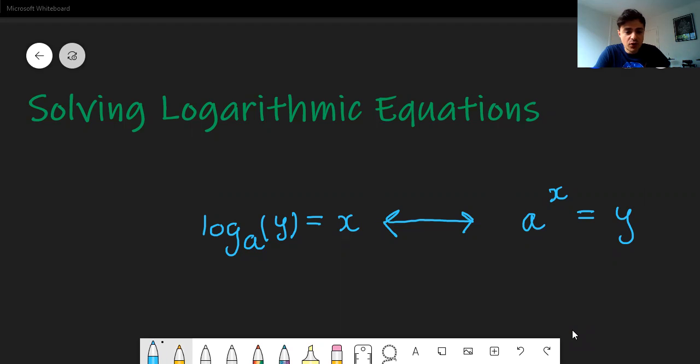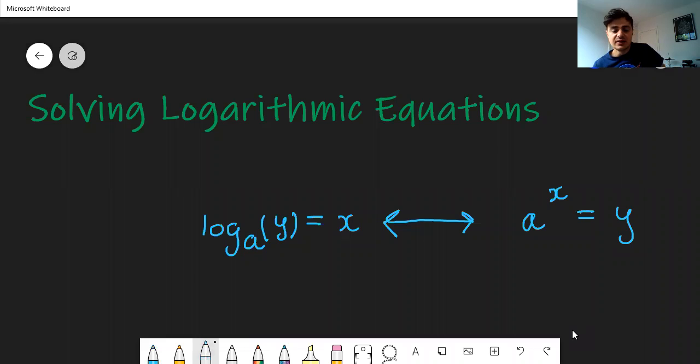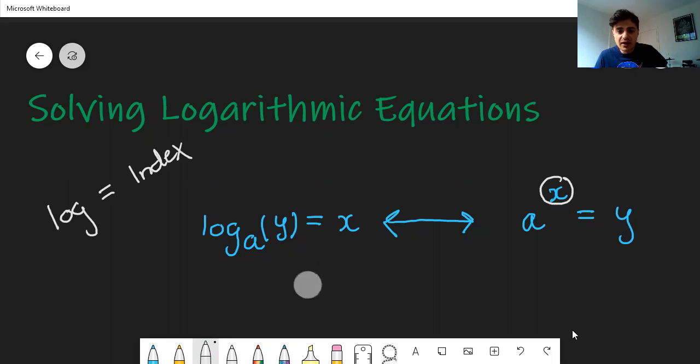And what I want to point out first is that the best way to remember this is to say to yourself that the log is equal to the index. If you memorize that and you're starting with, say, an indice equation like this, the index here is x. If you remember that the log is equal to the index, then that means this log must be equal to this x.